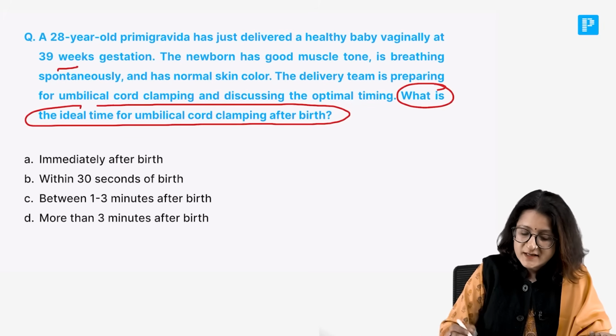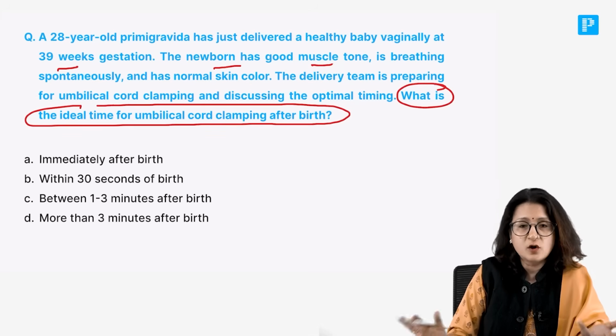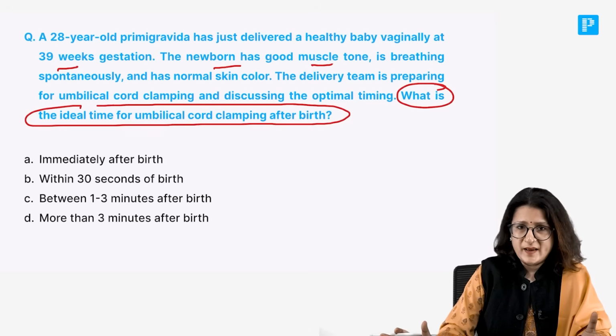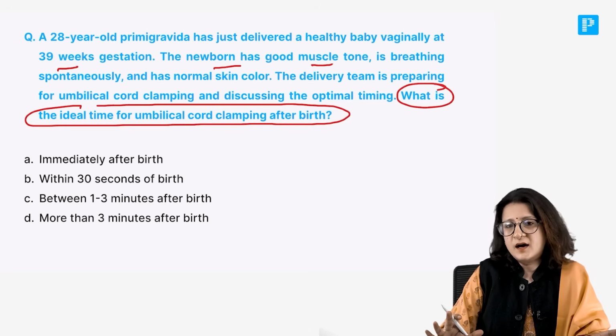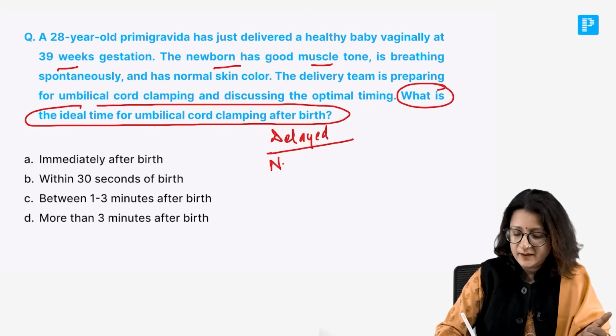So 39 weeks gestation, the good muscle tone is there in the newborn, breathing is spontaneous, normal skin color is there, right? So basically it is a vigorous baby. So no need to go for early cord clamping. And what is the definition of delayed cord clamping? I have taught you. Delayed cord clamping simply means not before 1 minute.